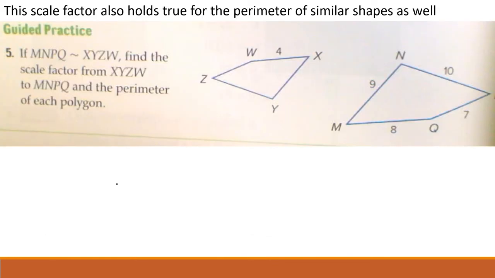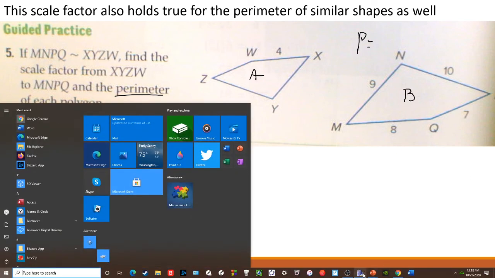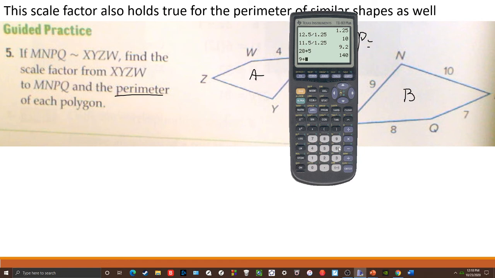So remember, this also holds true for perimeters as well, and also for non-triangle polygons. So for instance, let's say we have these polygons are similar. It wants us to find the perimeter of each polygon. Well, this polygon's not too bad to do. The perimeter is just adding up all the sides. So this polygon's perimeter over here, we'll call this again A and B. This polygon's perimeter is simply 9 plus 8 plus 7 plus 10. Let's do that real quick. 9 plus 8 plus 7 plus 10. 34.